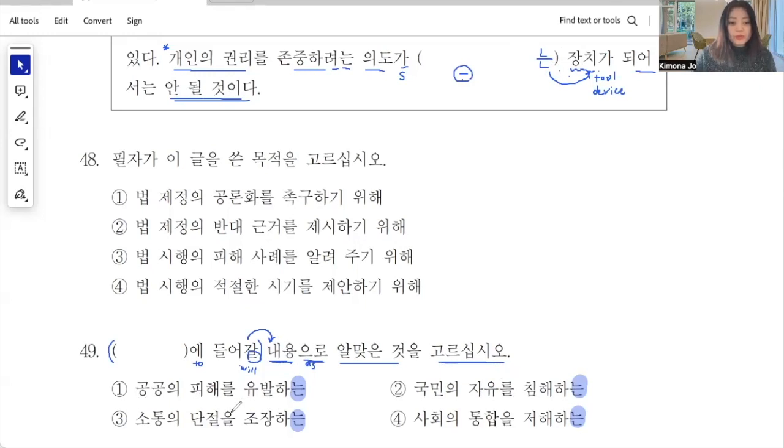Okay, number 1. 공공의 피해를 유발하는. 자, 유발하다, cause. 유 is leading, 발, happening. The device that causes damage to the public. This is the right answer. 그쵸, 피해를 유발하다, this is negative. And what 피해 was it? Do you remember? What 피해 was it?